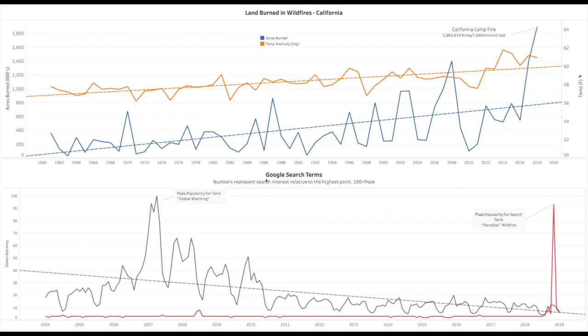Now let's look at Google search terms. So during the wildfire, there were a lot of searches for wildfire in Paradise, but not a lot going on for global warming, not a lot of searches. And what we've seen over time is a pretty substantial fall off. It appears from this data that people are not making that connection between the fires and global warming.